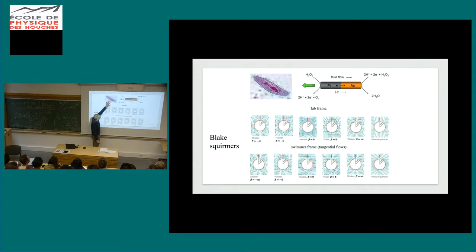So Blake had originally used it to understand this, and then there's similar kind of squirmer type models, including in our own lab at NYU, that we use to describe things like these chemically powered Janus particles, for example, where you have these chemically induced, actually electric field produced, little currents of fluid running around on the outside and propelling things around. So it's a useful model. It's very classical, but it's also very useful.